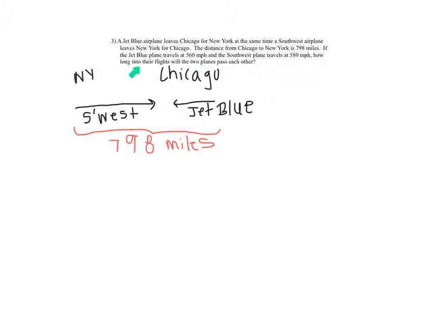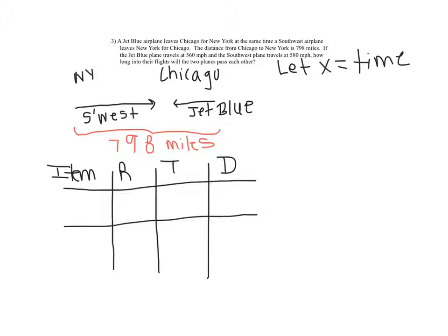The question is, how long into their flights will the two planes pass each other? So at what point do they meet up? So the question is our unknown, which is the time. So we're ready to start setting up a chart. So sketch out the chart that we've been doing with item, rate, time, distance.